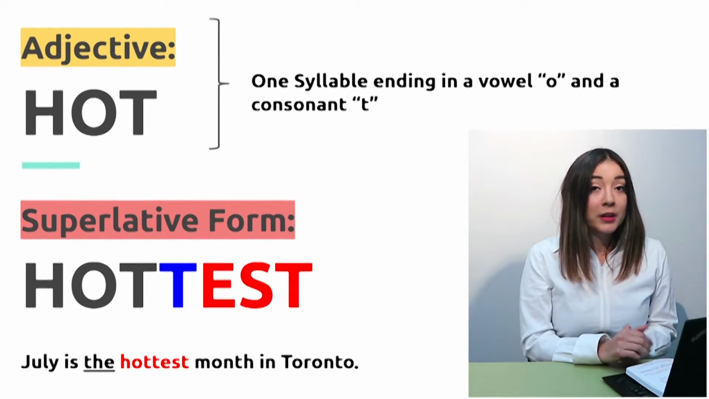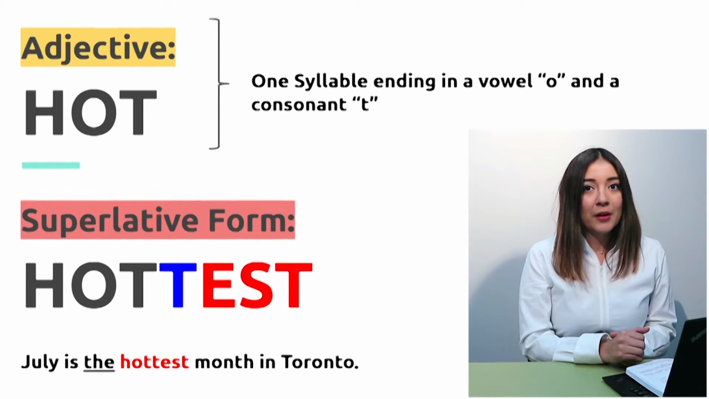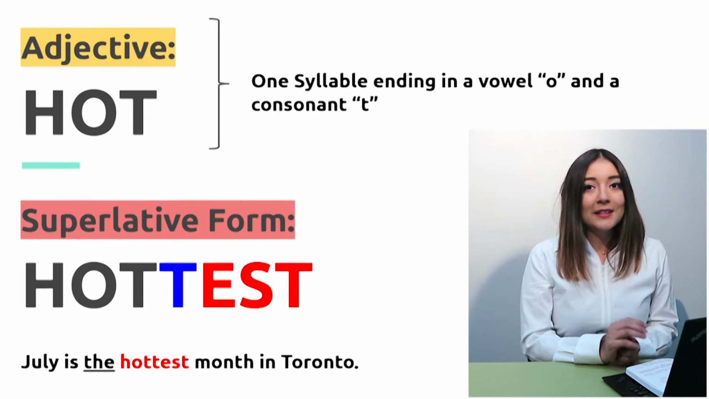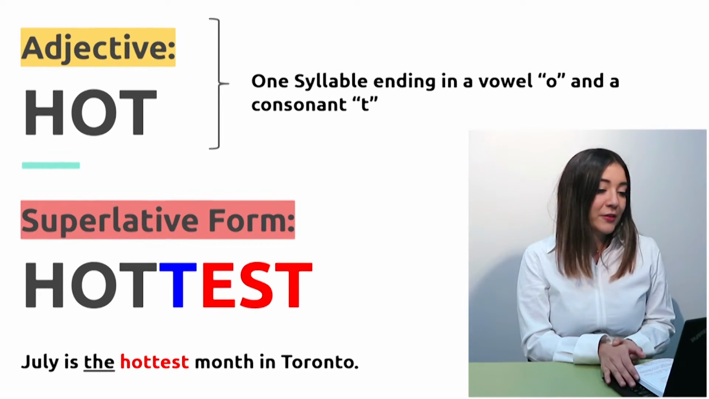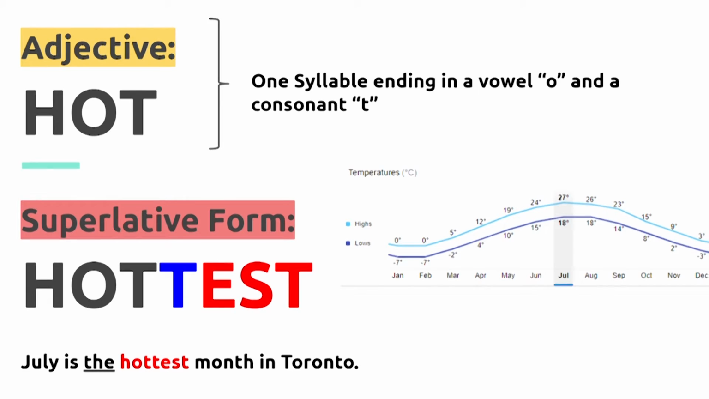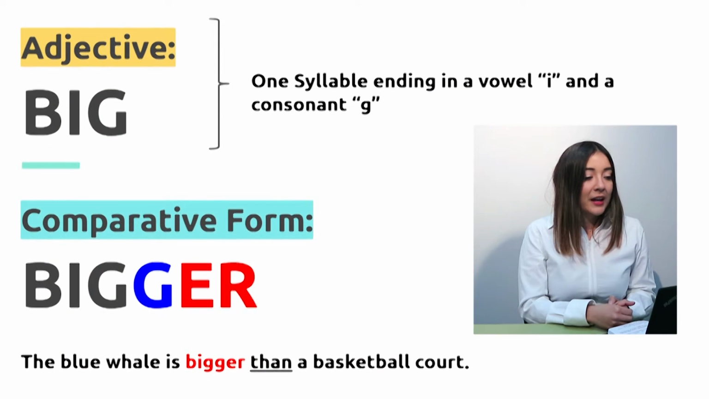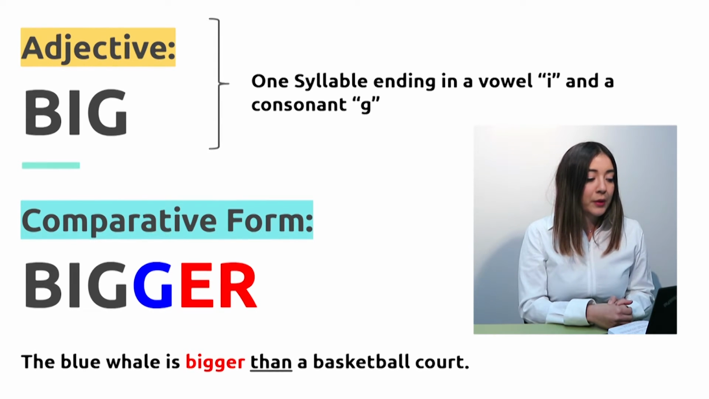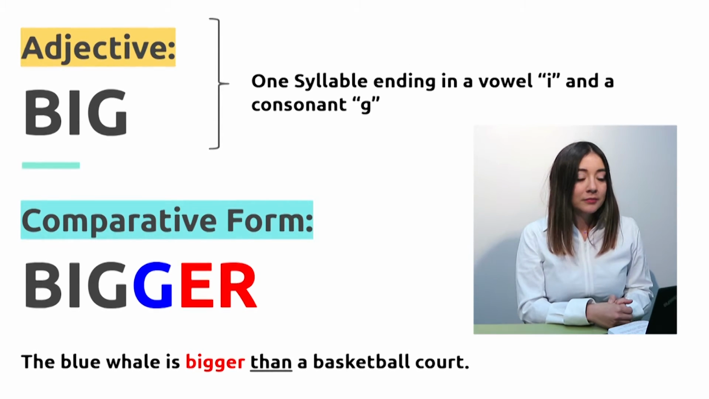If we wanted to know what the hottest month in Toronto is, we would then state July is the hottest month in Toronto. Another example is big. If we wanted to write the comparative form, we would spell bigger. This is because we double the consonant and add ER.